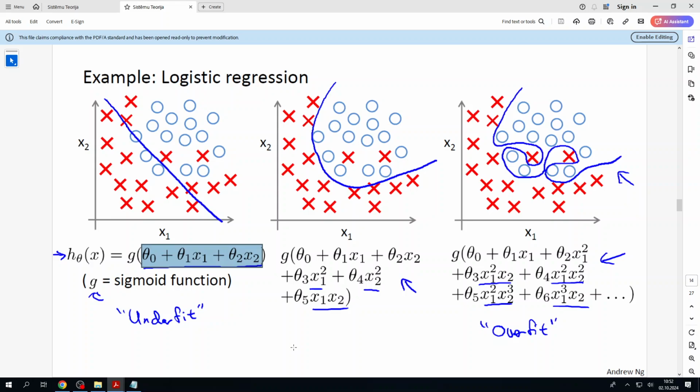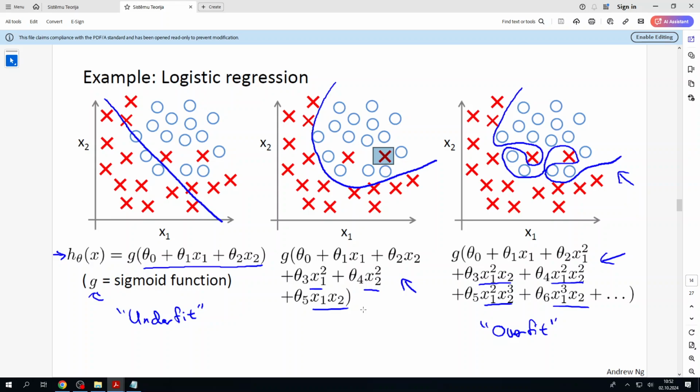The second picture is much more accurate, but it's not as accurate as the third picture. So it still has some errors, like here, including these crosses, which the third picture does not. And the function for it is theta 0, theta 1 x1, theta 2 x2, theta 3 x1 square, theta 4 x2 square, theta 5 x1 multiplied by x2. So this is the formula for this kind of line.